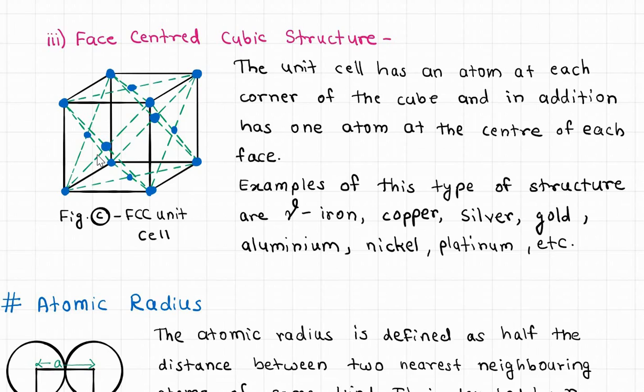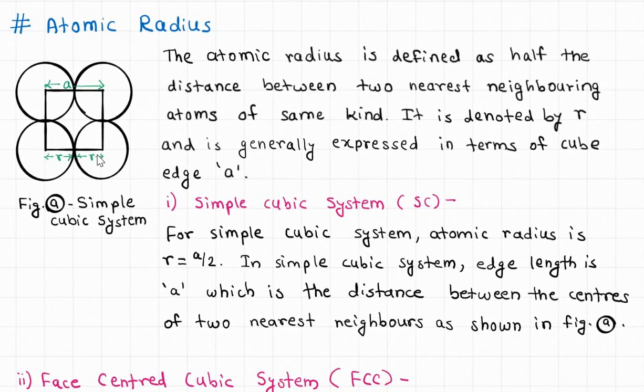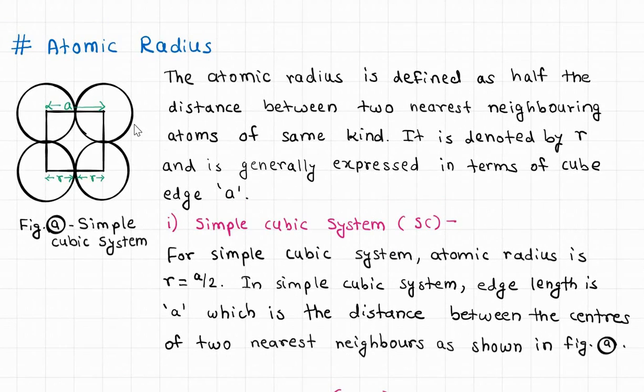Then we shall obtain atomic radius, number of atoms per unit cell and coordination number for simple cubic, face-centered cubic and body-centered cubic systems. In that, the first one is atomic radius. So, what is atomic radius? The atomic radius is defined as half the distance between two nearest neighboring atoms of the same kind. It is denoted by R and is generally expressed in terms of cube edge a.